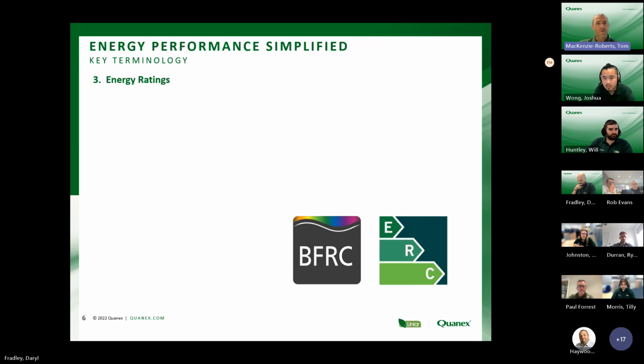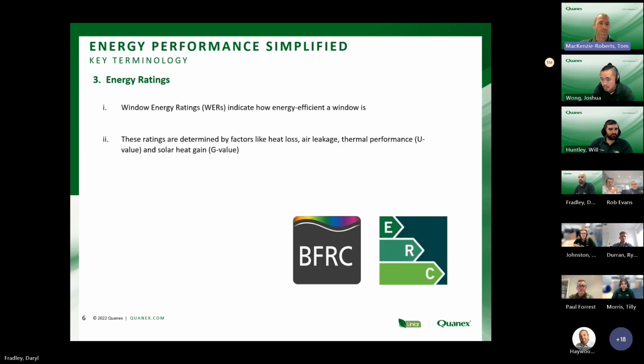The next thing I'm going to cover is energy ratings. WER, or window energy rating, indicates how energy efficient a window is. These ratings are determined by factors like heat loss, air leakage, thermal performance, so that's your U values, and solar heat gain. The most efficient windows receive an A++ rating, with the worst case being an E rating, similar to your fridges, freezers and those kinds of household appliances. And these are approved schemes by bodies like the BFRC and ERC as well.